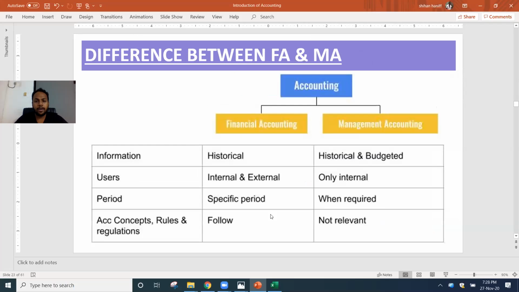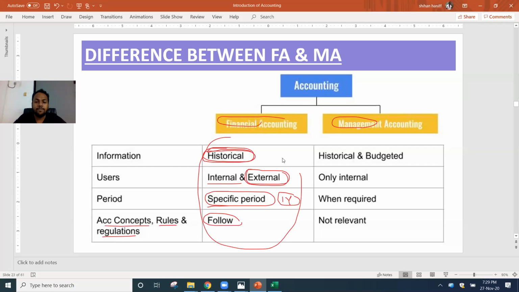Another most important part, and every year there is one question, is the difference between management accounting and financial accounting. So in financial accounting, we provide the financial statements, and the information which we provide is historical, past. It is mainly for external stakeholders, though both internal and external, like investors, banks, media, suppliers. It is provided for a specific period. Normally, we provide the financial information for 1 year. And also, we follow accounting concepts, rules, and regulations. So this is about financial accounting.